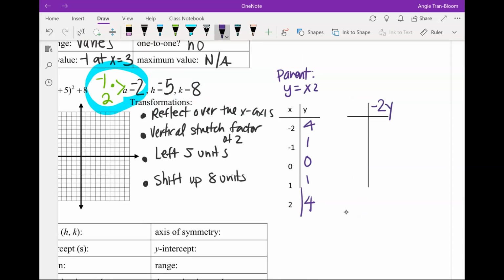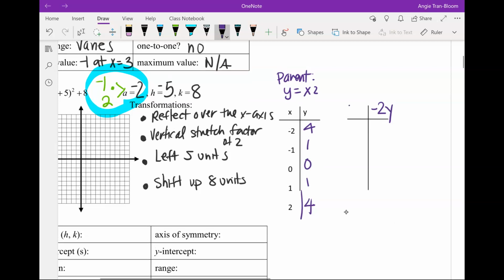Okay? H is -5. Remember, we stated that it was going to go left. What axis is that? X. So we're going to take all the x and do what? Add or subtract? Subtract. Because we need to show that's getting smaller and smaller. Then we said k is 8, and we said it went up. Is that x-axis or y-axis? Y. So we're going to take all the y values and do what? Add 8. That's right.